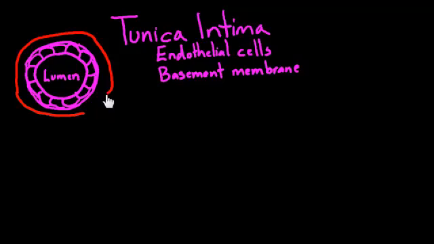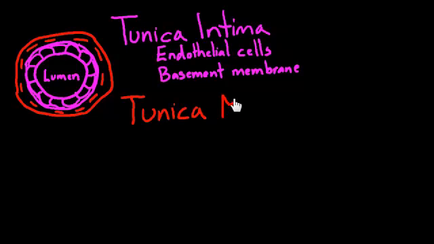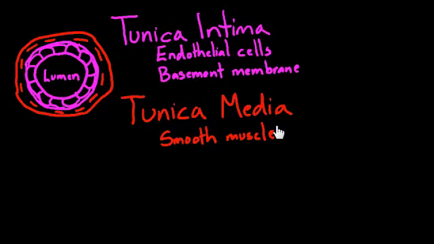Now, right outside of this is another layer, and I'm going to draw that here in red, and this would be a layer of muscle. So imagine these little lines represent smooth muscle cells. So this would be muscle, and this would be the layer called tunica media, or middle. And the most important thing here is that there's smooth muscle in this layer. Smooth muscle.